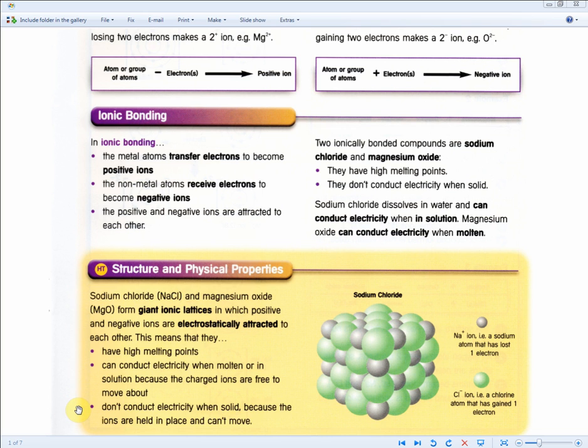However, the 1 mark question could have asked you about this bullet point instead, where they can conduct electricity when molten or in solution because the charged ions are free to move about. The point is you need to memorize all of this and know when to recall it, depending on what the question is asking. So read the question carefully.